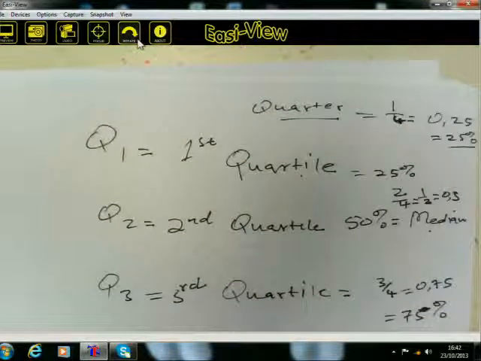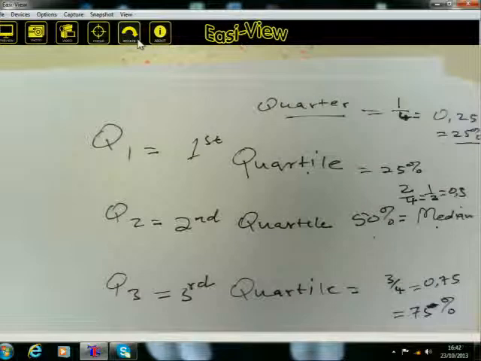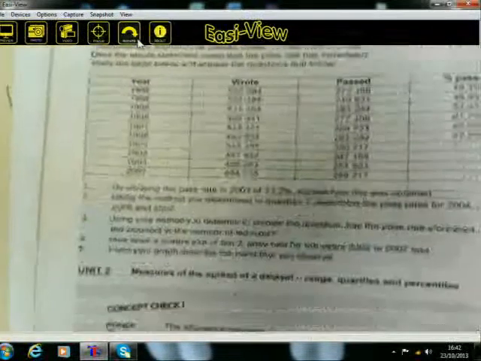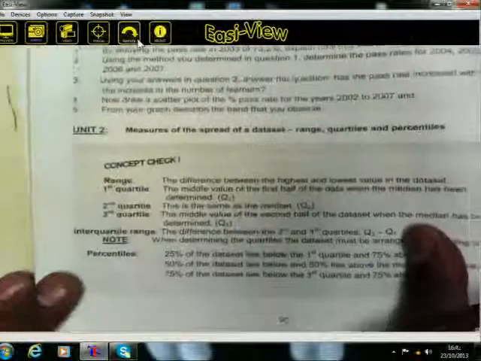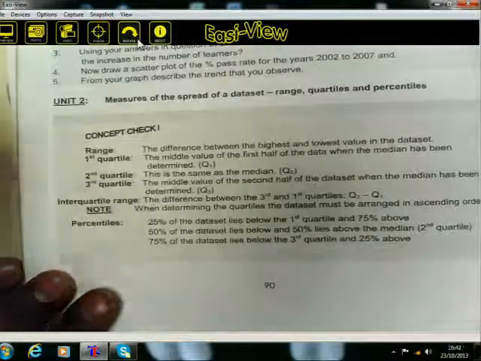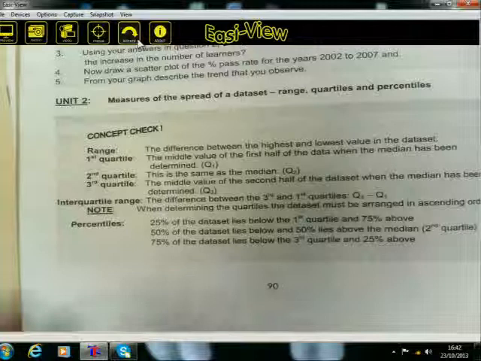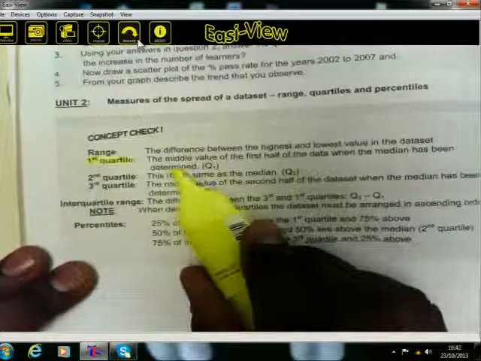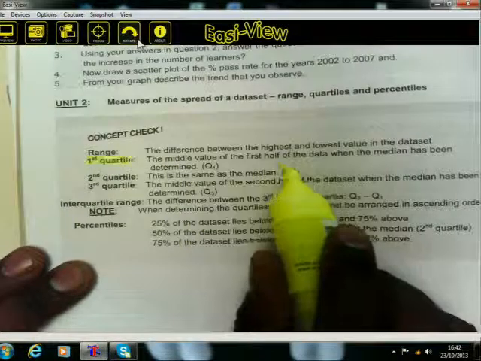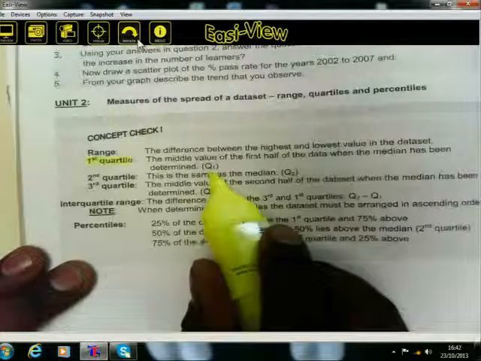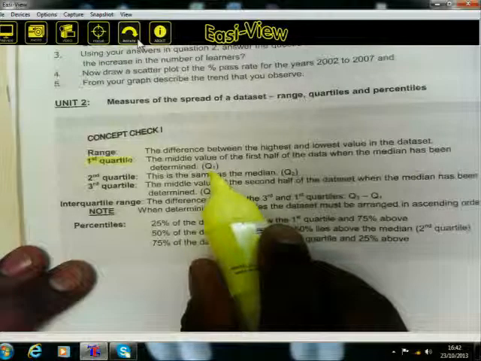Now, what is this data that we are talking about? What are these quartiles that we are talking about? Now, let's check it. What is this quartile that we are talking about? The first quartile, that's the middle value of the first half of the data when the median has been determined. That's Q1. Do you see how I came to that Q1?